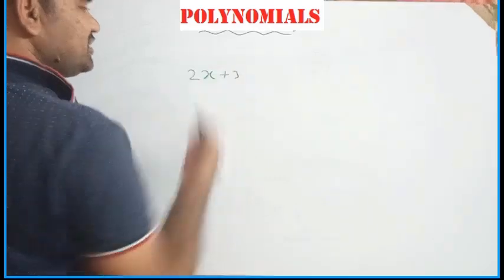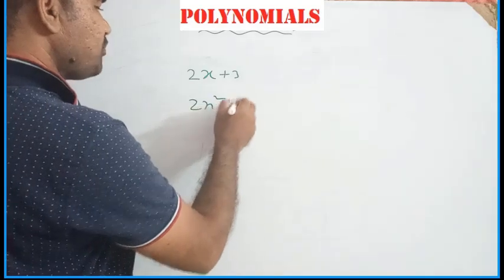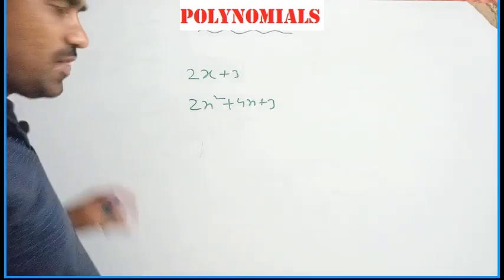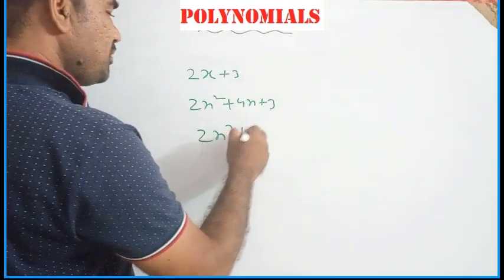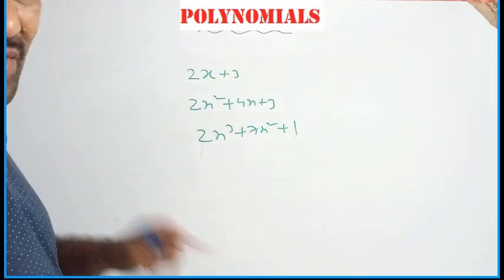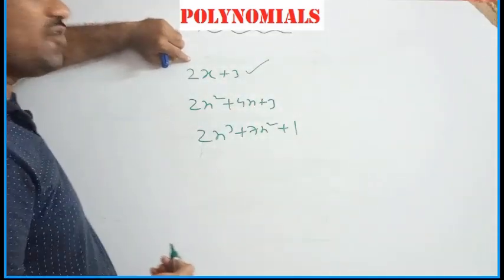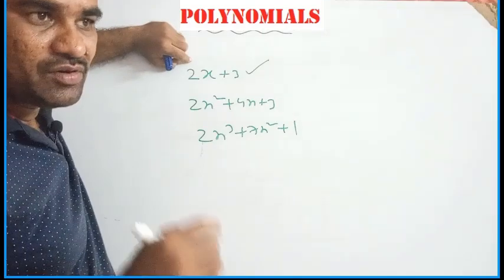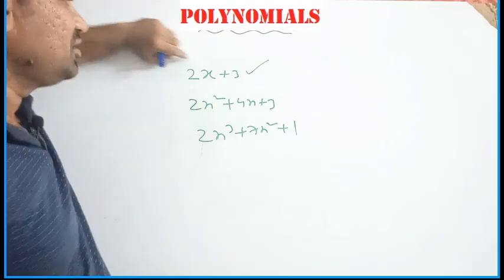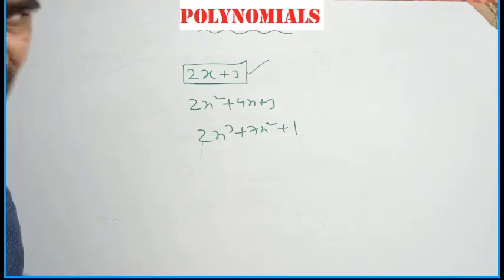2x plus 3 is a polynomial involving one variable. 2x square plus 4x plus 3 is another polynomial involving one variable. 2x cube plus 7x square plus 1 is another polynomial involving one variable. Observe here. This is a polynomial of degree 1. If the degree of a polynomial is 1, such a polynomial is called a linear polynomial. So 2x plus 3 is a linear polynomial.